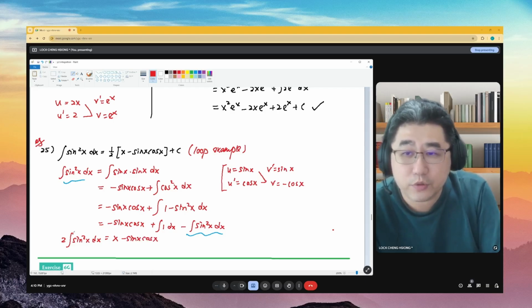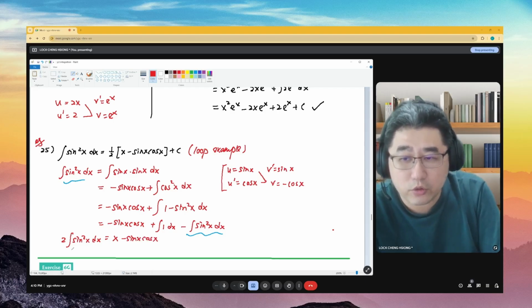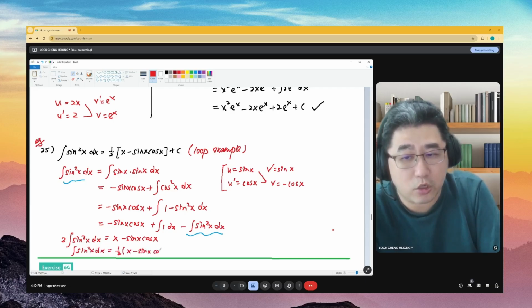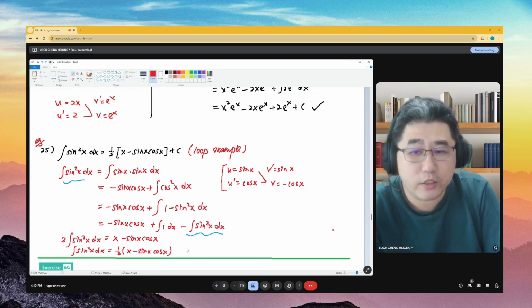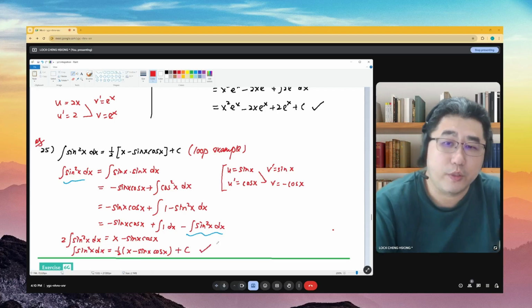I have 2 times, but my question is only 1, so I divide by 2. So 1 over 2, x minus sine x cos x. I finish my integration, I put a plus c at the end, done. This will be the loop example.